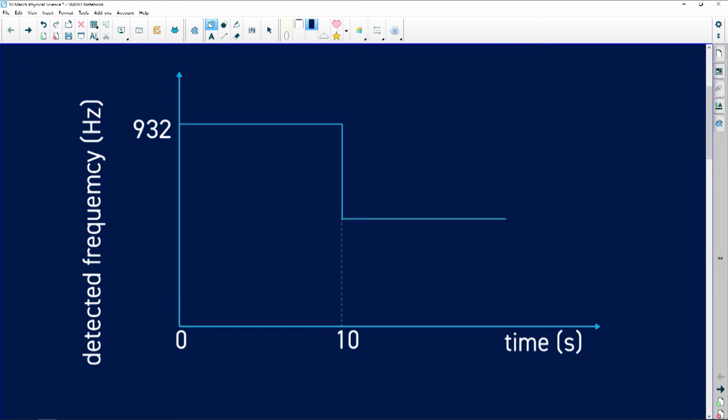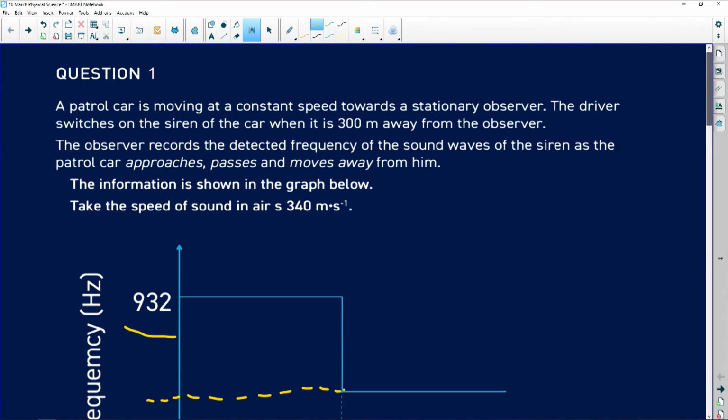So there's the graph. I want you to notice, so that was the initial, I see it's 932 Hertz. They haven't given me this frequency here, so obviously that is one that I'm going to have to calculate. And I see that at 10 seconds something happened, the frequency actually dropped. All right, so let's just go back to the actual question. And it says, take the speed of sound as 340 meters per second.